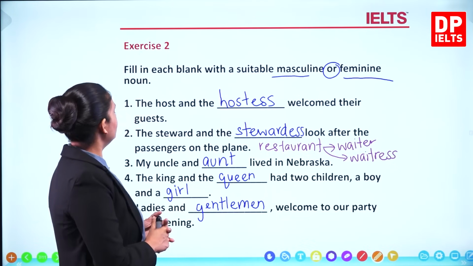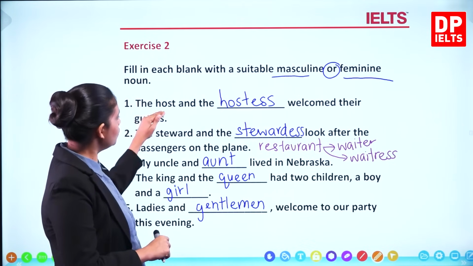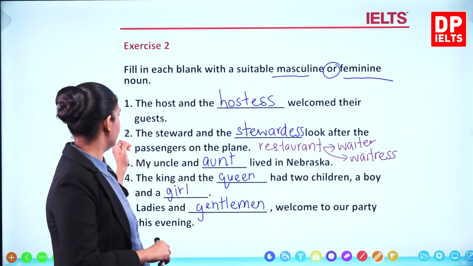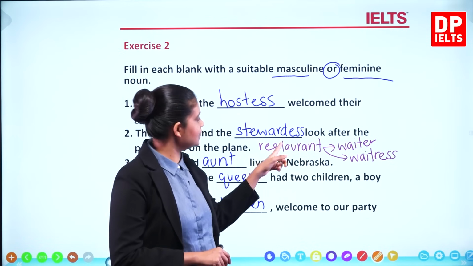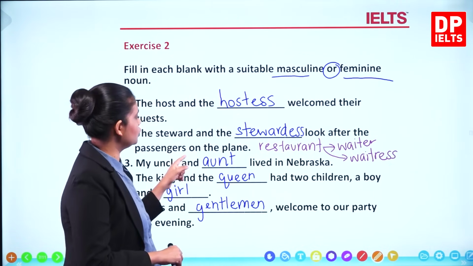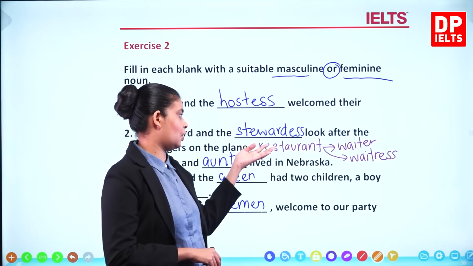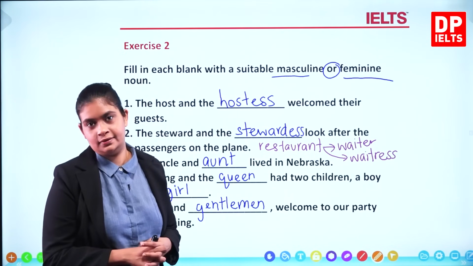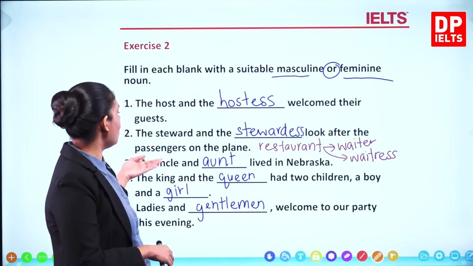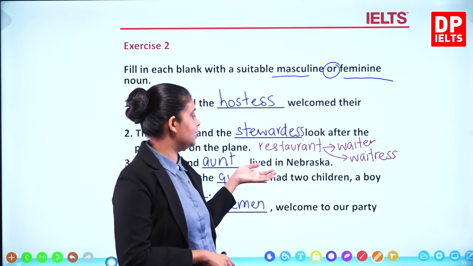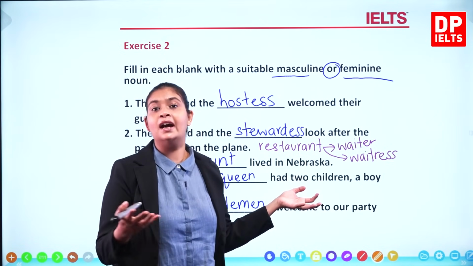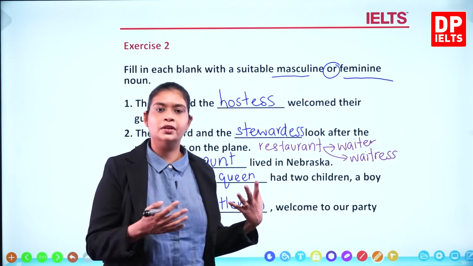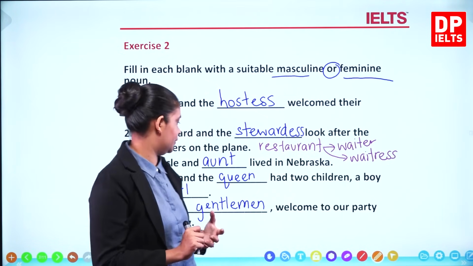Right? Let us have a look at the words again. The host and the hostess welcomed their guest. The steward and the stewardess look after the passengers on the plane. If it is a restaurant, the waiter and the waitress served us our meal. Right? My uncle and aunt lived in Nebraska. So you could obviously use any other word for that. Any other location. Galle, Colombo, Matara, Vavuniya, whichever part you want.